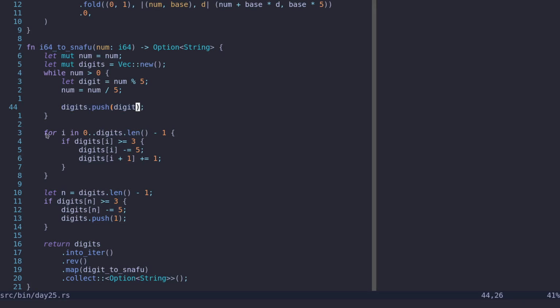And to get that format, what we have to do is that for each digit, if one of the digits is larger than or equal to 3, then we can subtract 5 from that digit, and also we have to add 1 to the next digit. This will just ensure that we move from the 0 to 4 range to the minus 2 to 2 range. It's basically the same thing, but we just offset the numbers by 5.